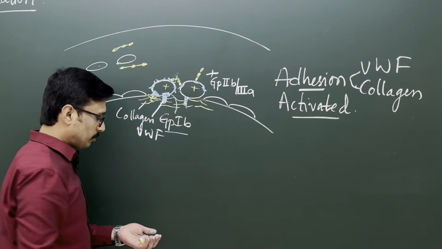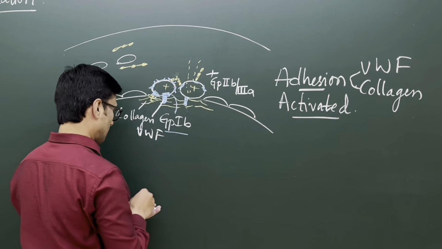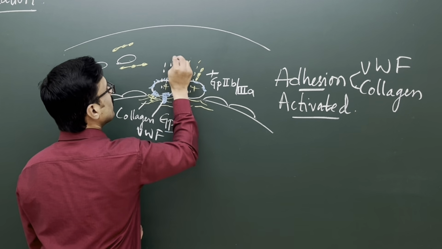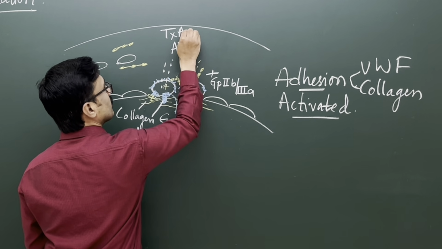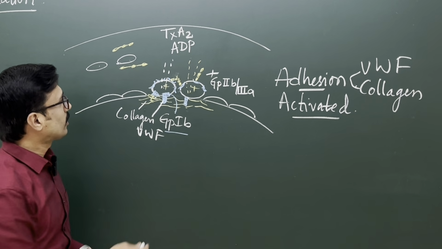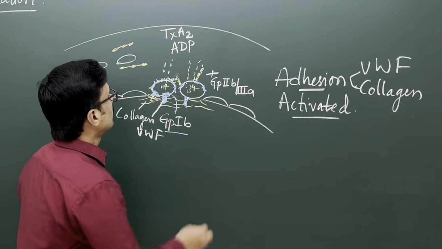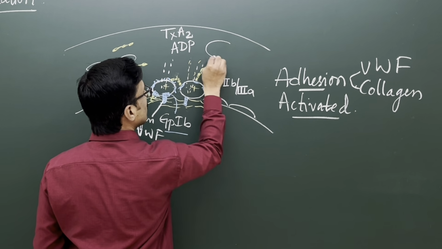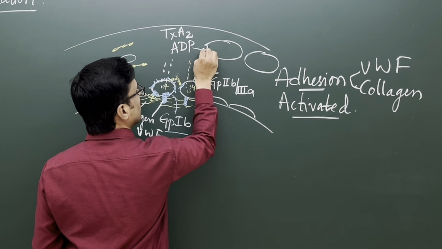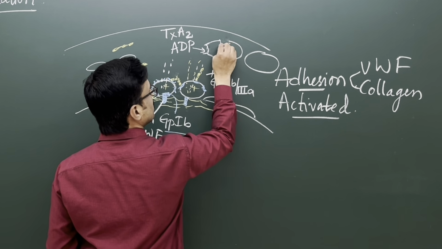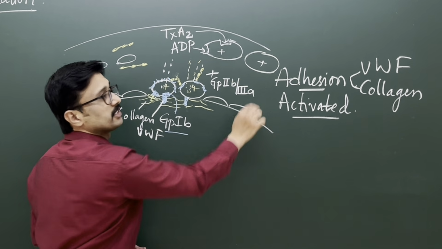Also these activated platelets will start releasing the contents of the granules. What are these contents? They are mainly ADP and thromboxane A2, released from these activated platelets. What is the role of thromboxane A2 and ADP? ADP can bind to the receptor over the platelet, and thromboxane A2 can bind to the receptor over the platelets and cause activation of the platelets which are in circulation.